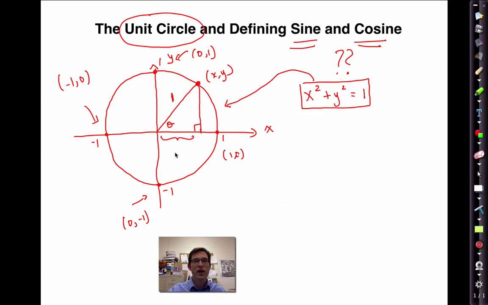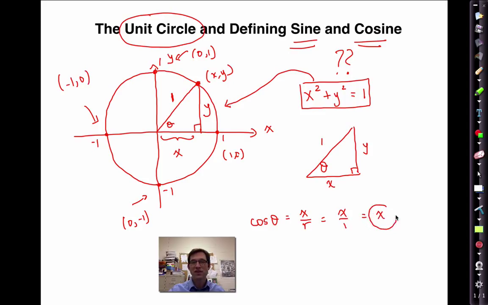So, I've got this triangle. This is x and this is y. So I've got this little right triangle. Let me pop it out like that. Hypotenuse is 1. This is x. This is y. Well, remember, we said that the cosine of the angle was going to be x divided by r, but in this case, r is 1. So the cosine of the angle is just that x coordinate. And the sine of the angle, let me just go through it all because I got to get through it. Well, the sine of the angle is the y coordinate.